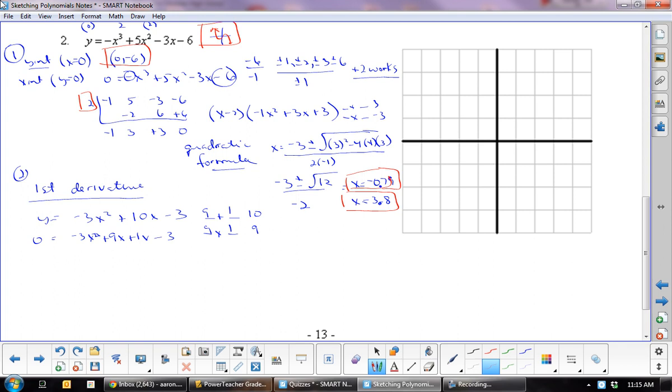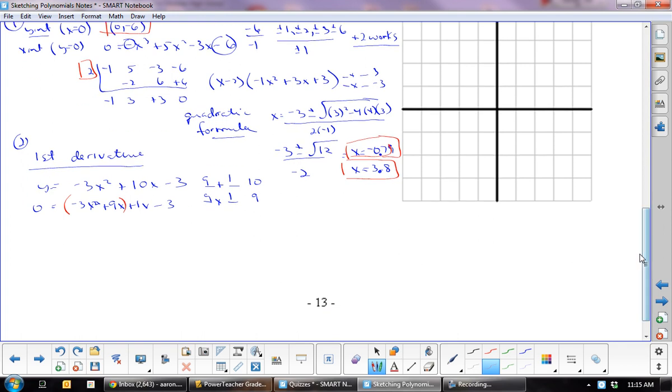Put a set of brackets here. I can take out negative 3x, leaving x minus 3. Here we'll take out a 1, leaving x minus 3. So 0 equals x minus 3 times negative 3x plus 1. So my critical values are 3 and 1/3.